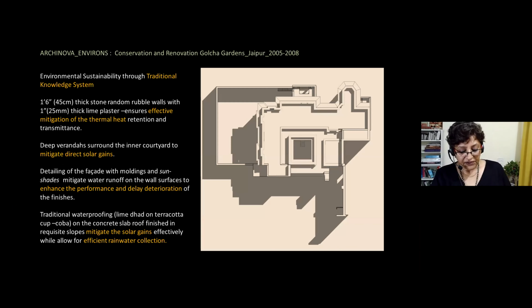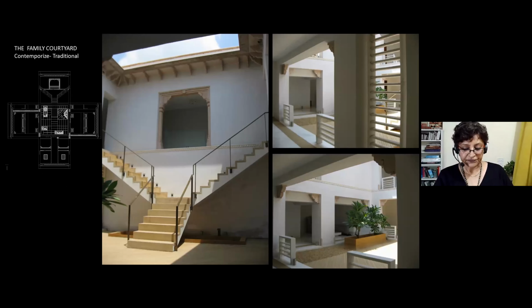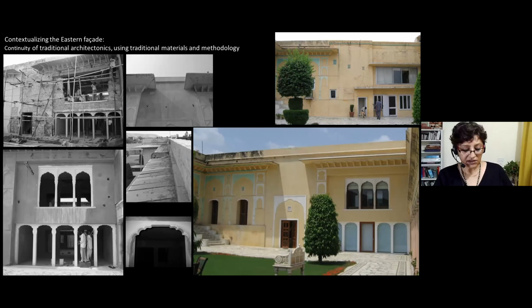Traditional waterproofing, that is lime dirt and terracotta cup cover, which actually creates an air gap on the concrete slab finished in requisite slopes, mitigates the solar gains effectively while allowing for efficient rainwater collection. This is the rendition of the courtyard with contemporary and traditional. Materials are traditional, designs are contemporary. And here is the contextualization of the east facade, as you can see what was before and now.